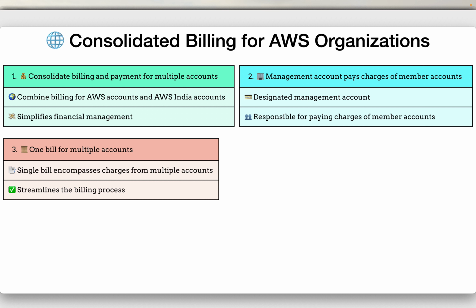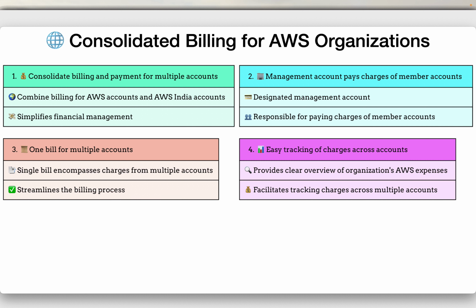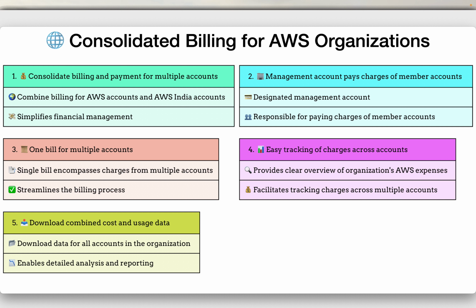Three, with consolidated billing, you receive a single bill that encompasses the charges from multiple accounts. Fourth, consolidated billing makes it easy to track the charges across multiple accounts, giving you a clear overview of your organization's AWS expenses. You can download the combined cost and usage data for all accounts in the organization.